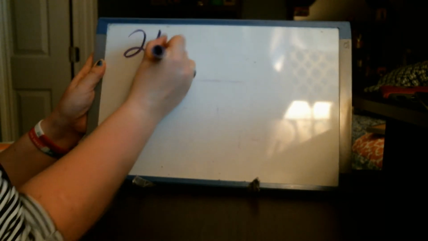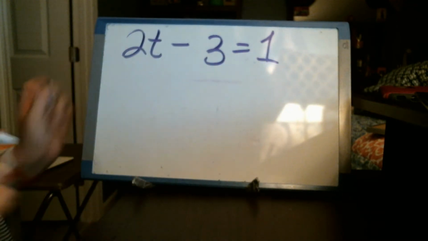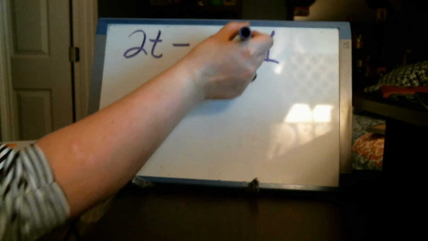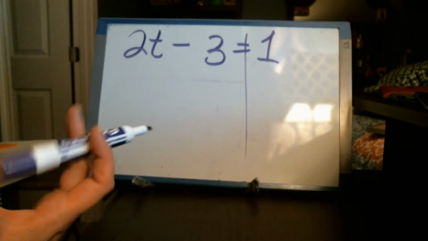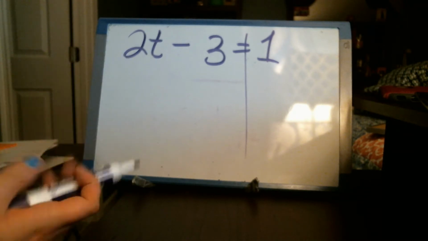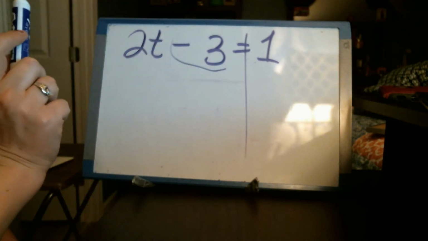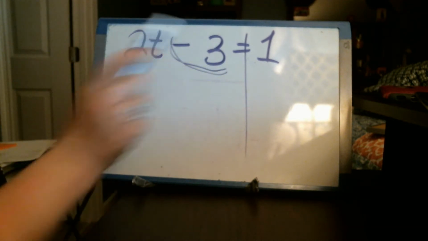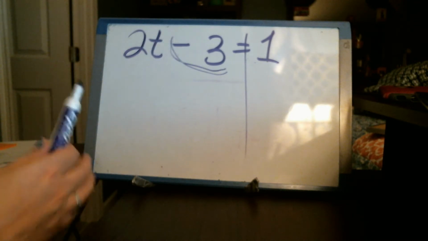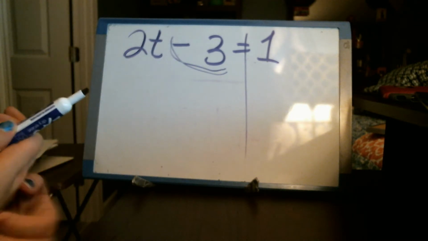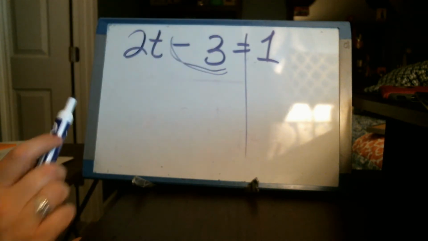2t minus 3 equals 1. All right, so again, I'm going to start with the equal sign river, and then I'm going to identify which one of these is my single number, which one is the constant, and that would be negative 3. But it's a minus. You said so when you read it. Yeah, it's a minus. It's also a negative. Those are the same thing. So 2t minus 3 is 1.